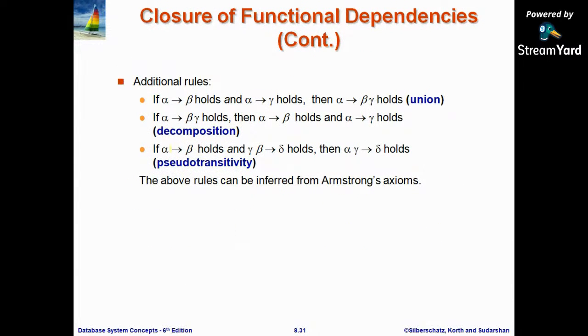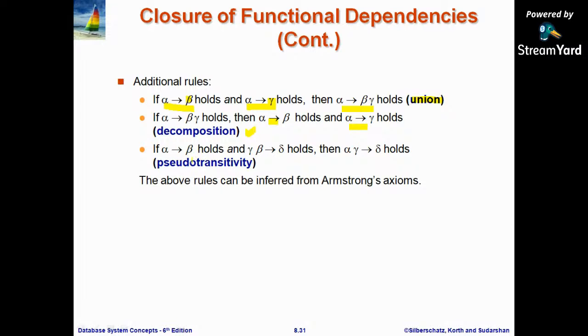The other additional rules to calculate the F plus: one is the rule of union. This rule says that if alpha tends to beta holds and alpha tends to gamma holds, you can combine the right hand side, beta gamma. So alpha tends to beta gamma holds. It is the rule of union. The opposite of union is decomposition. If alpha tends to beta gamma holds, then alpha tends to beta will hold and alpha tends to gamma will also hold. So it is the rule of decomposition, which is opposite to the first one.